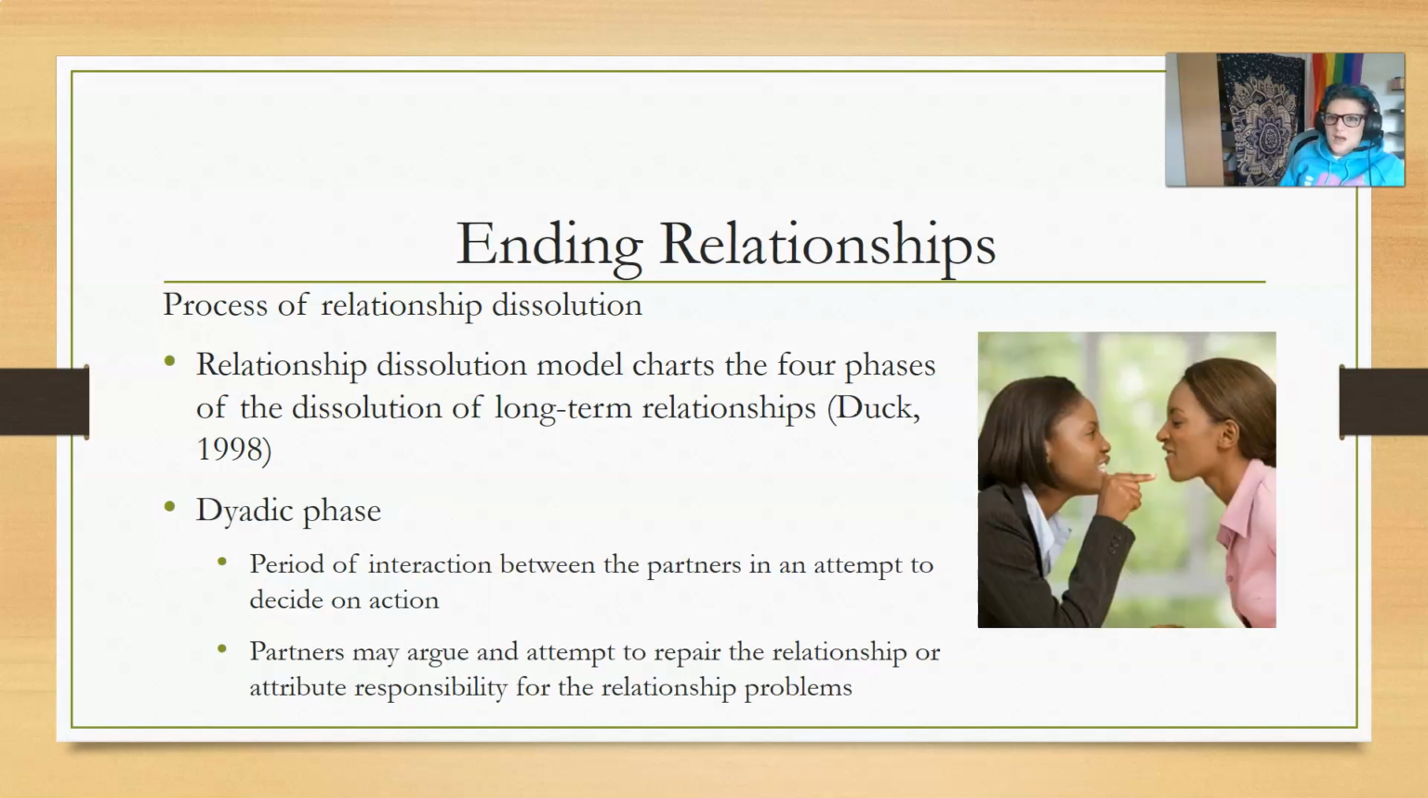If that doesn't work, however, you move into the dyadic phase. This is a period of interaction between partners in an attempt to decide on action. This involves big arguments or ultimatums and discussion. Partners may argue and attempt to repair the relationship or attribute responsibility for the relationship problems.